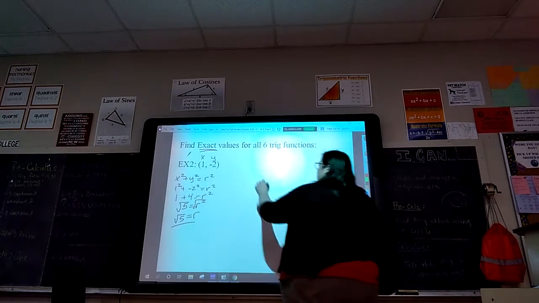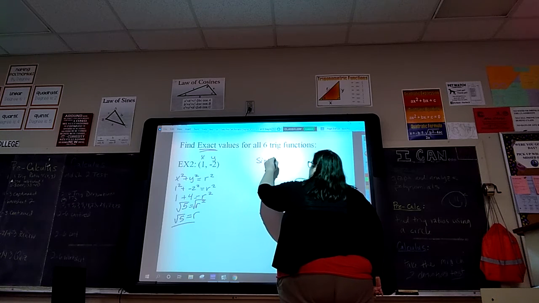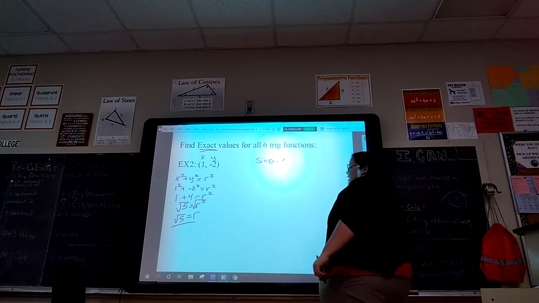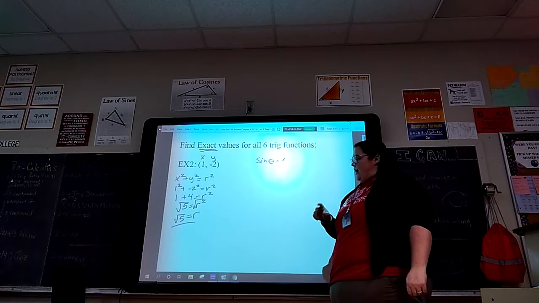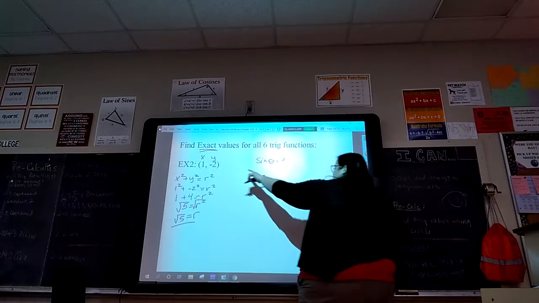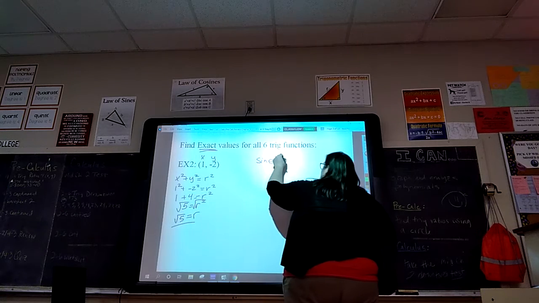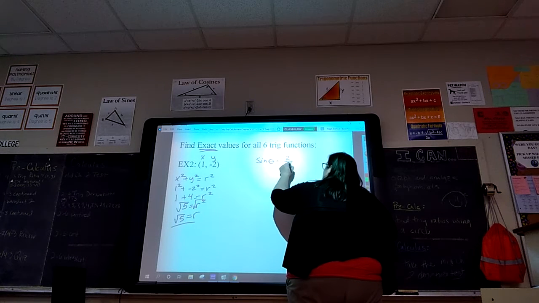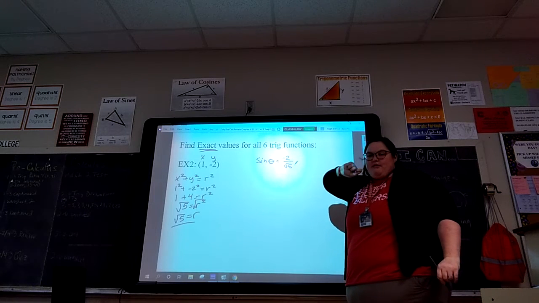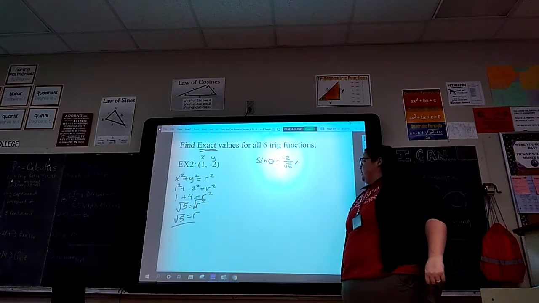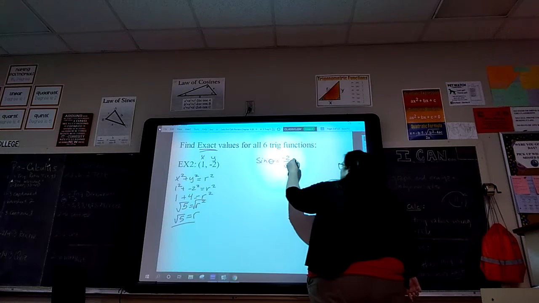So now we're going to write our ratios. The sine is, like I said, typically opposite over hypotenuse, but opposite is y, hypotenuse is r. So we're going to do -2 over the square root of 5. Which, if you remember from before, we like square roots on the bottom of our fractions. We sure do. So we have to fix that.